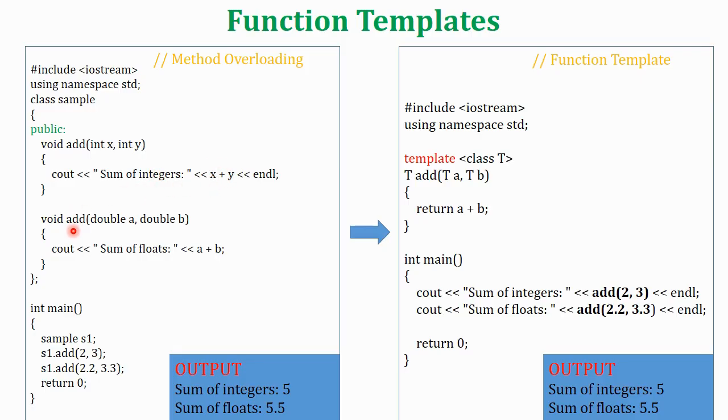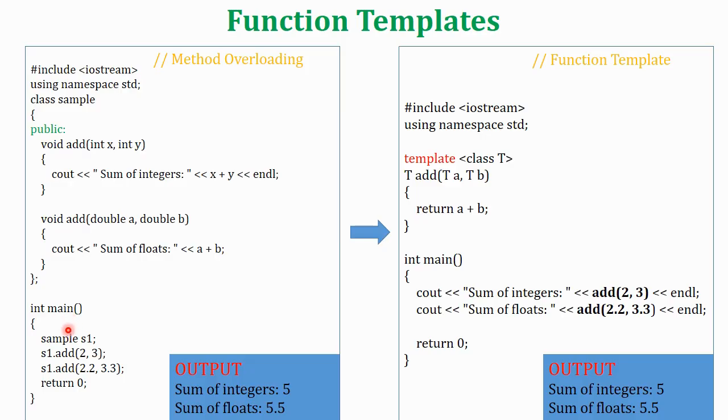Then we are going to write one more function, that is void add. The parameters are double a and double b. Then we are going to do the sum of the double values. So here the function name is the same, the parameters are different, and we are doing the same operation.